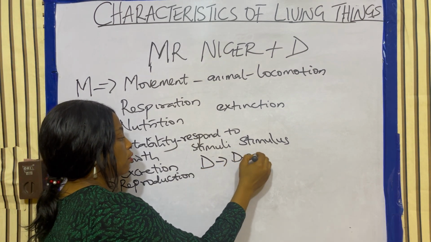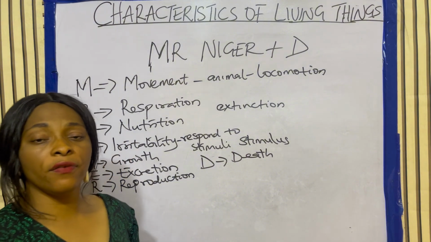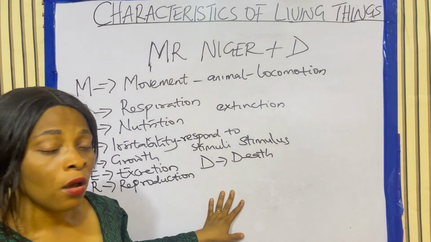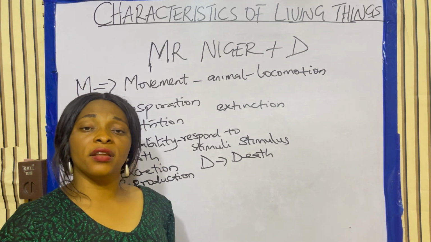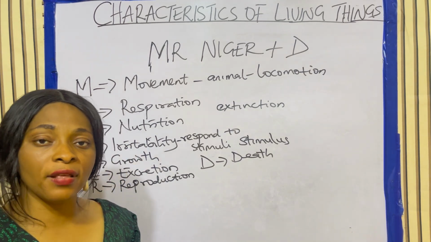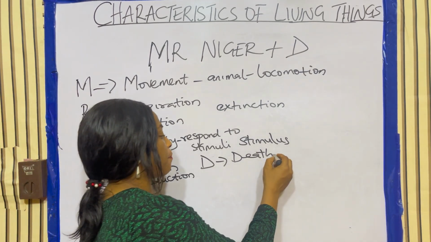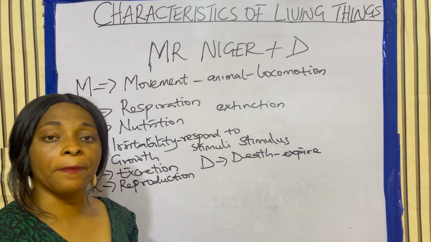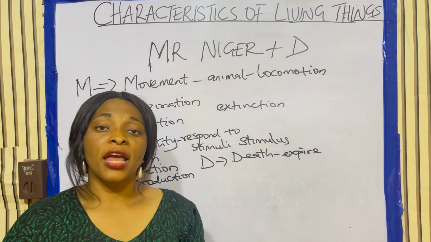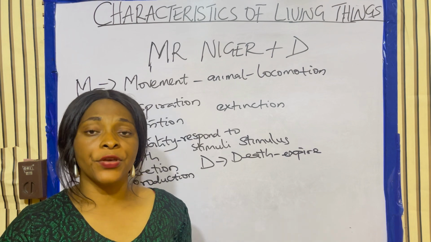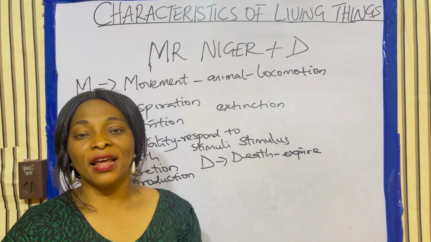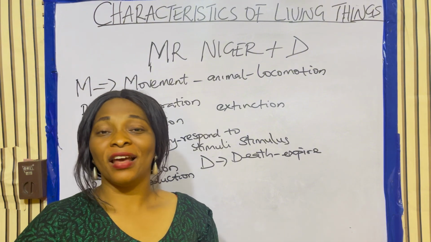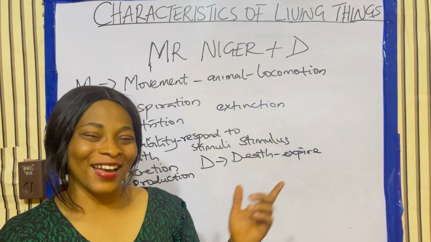Next, you have your D. D means what? Death. All living organisms die, or we say all living organisms expire. So whether you are a plant or an animal, a day will come, you will no longer be functioning. So we say that organism has died, or that organism has expired.